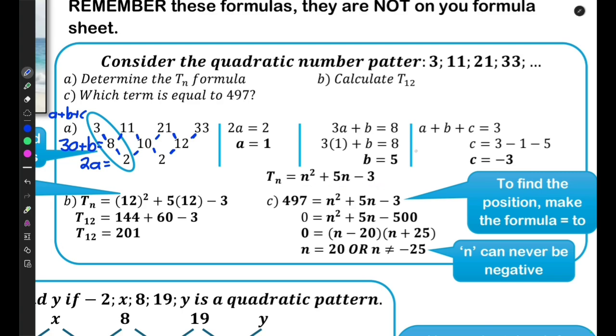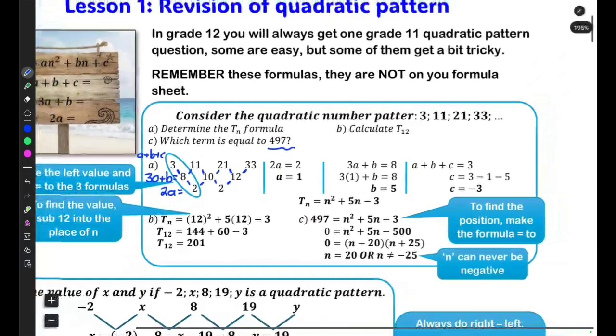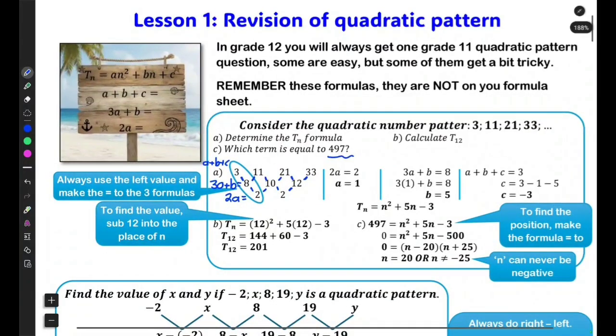Okay, now if I need to tell them what is the value of the 12th term, remember, if they give me a position, I always sub it in the place of n. If they give me a value, I make the equation equal to that value and solve for n. Please don't forget that, guys. Okay, let me zoom out so you can see the full picture. And question B. What is the value of the 12th term? I'm just subbing it into the place of n each time, typing it in my calculator, and that tells me that this answer would be 201.